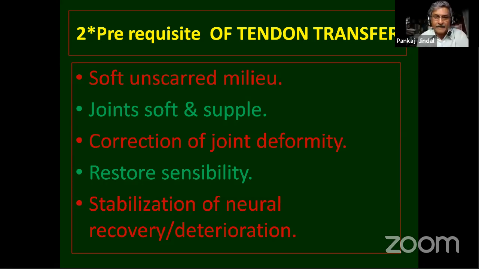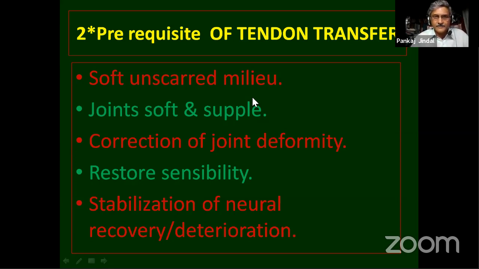And the most important thing is stabilization of the neural recovery. When the patient is still recovering and you do the tendon transfer, it's not worth it because the patient is likely to recover spontaneously. Or the patient is deteriorating and you do a tendon transfer using a muscle which is not yet affected, sooner or later that muscle is also going to get affected. Then it is not worth it. Therefore, the neural recovery or deterioration should stabilize before you take up this patient for surgery.